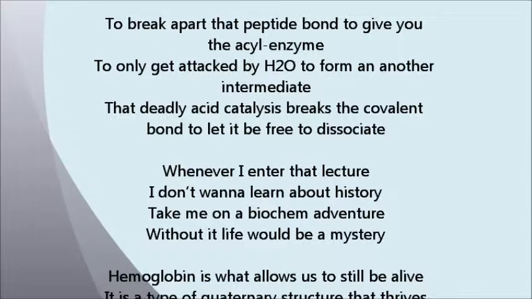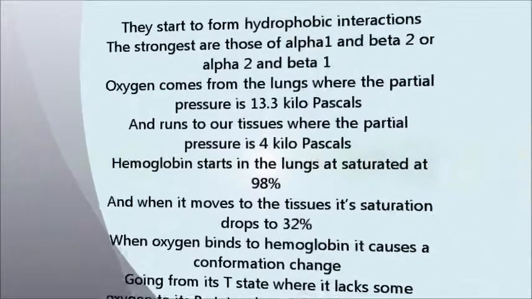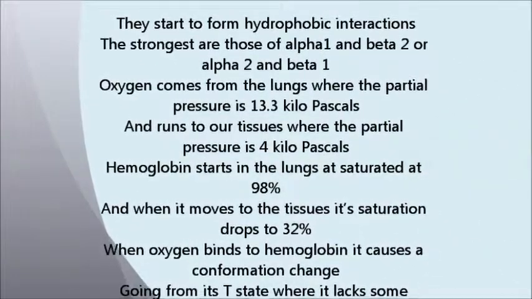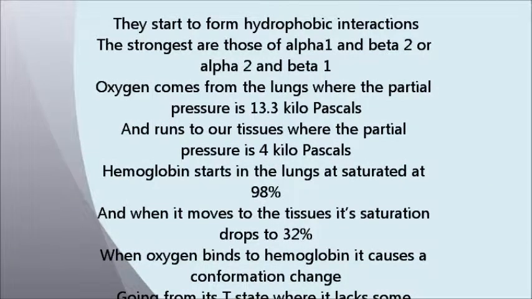Hemoglobin is what allows us to still be alive. It's a type of quaternary structure that thrives. Hemoglobin has alpha 1 and 2 and beta 1 and 2. They start to form hydrophobic interactions. The strongest of those are alpha 1 and beta 2, or alpha 2 and beta 1. Oxygen comes from the lungs where the partial pressure is 13.3 kilopascals and runs to our tissues where the partial pressure is 4 kilopascals. Hemoglobin starts in the lungs saturated at 98%, and when it moves to the tissues, its saturation drops to 32%.